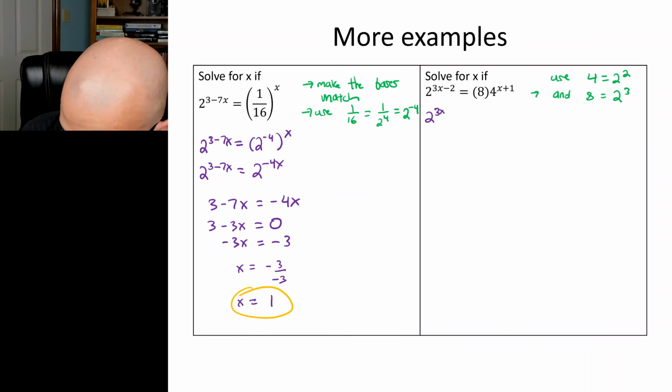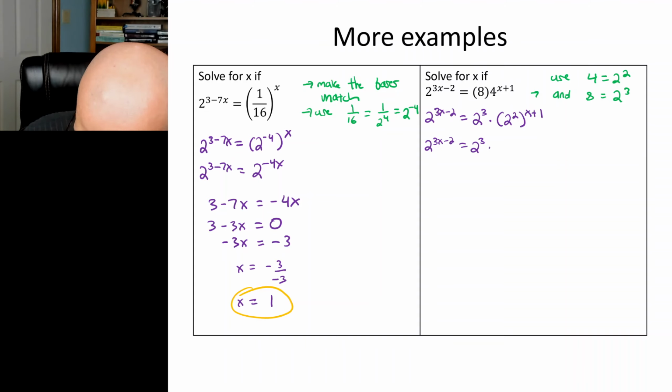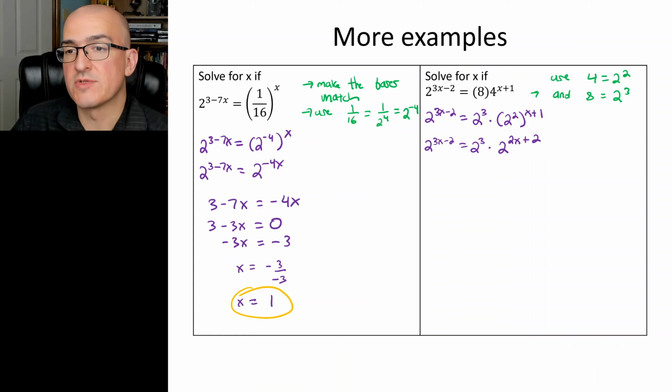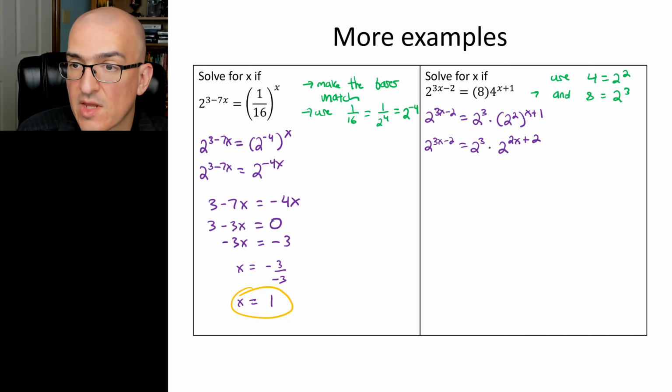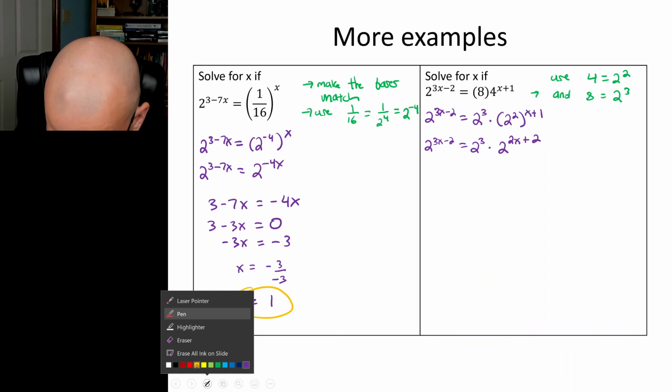2 to the 3x minus 2 is equal to 2 to the 3 times 2 to the power of 2 times x plus 1. So 2 to the 3x minus 2 is equal to 2 to the 3 times 2 to the 2x plus 2. Multiplying that 2 through the bracket using that law of exponents. Next step, we have to use a law of exponents we haven't used in these examples yet.